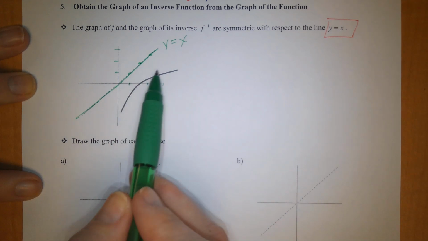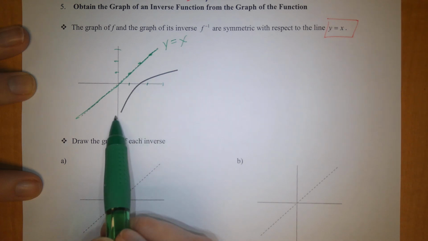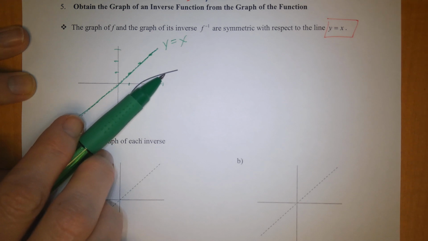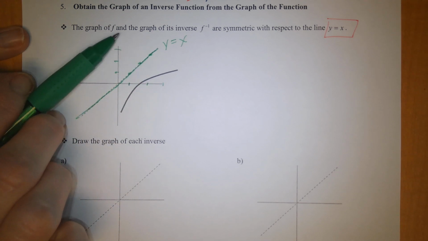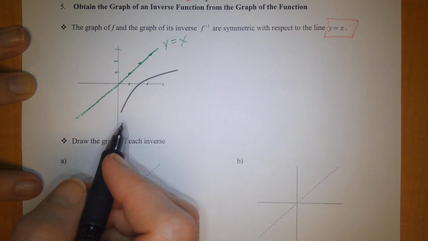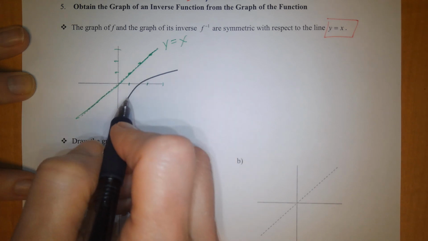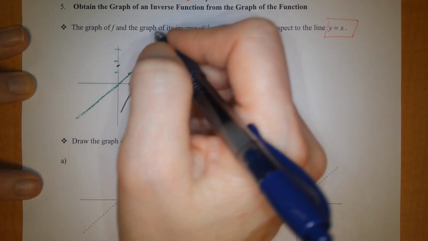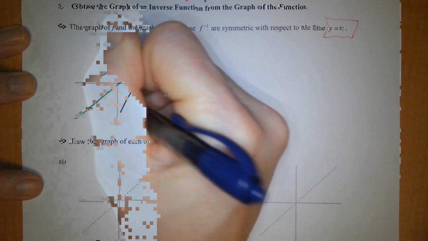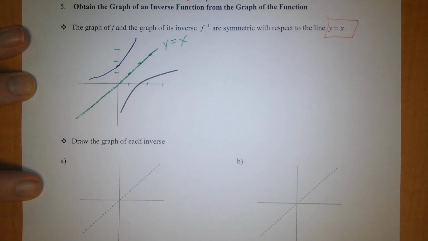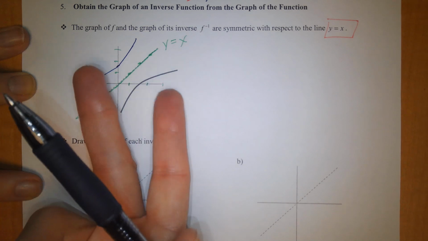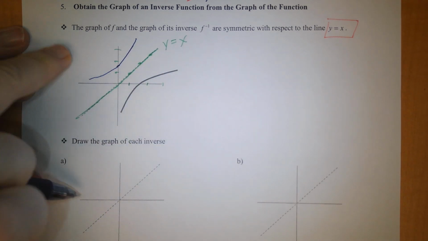The inverse, let's say this is my function, the inverse of this function will be an exact symmetrical reflection of this graph over this oblique line on this side. So if I wanted to draw that over here, I could draw that like so. Basically any point on the function is going to have the opposite x and y on the inverse.